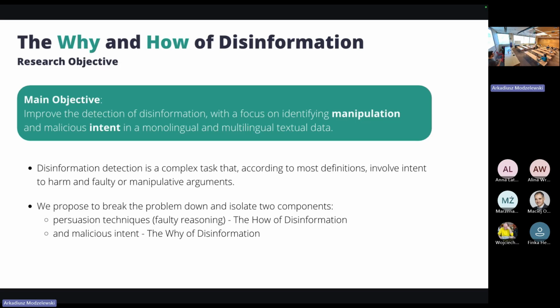So in my work, we propose to break down the problem of disinformation and isolate two different components of disinformation. The first component is the more objective one, and it's the how of disinformation. Under the how of disinformation, I understand persuasion techniques or faulty reasoning. And under the why of disinformation, I understand something more subjective, and this is malicious intent, because it's also involved in the definition of disinformation.